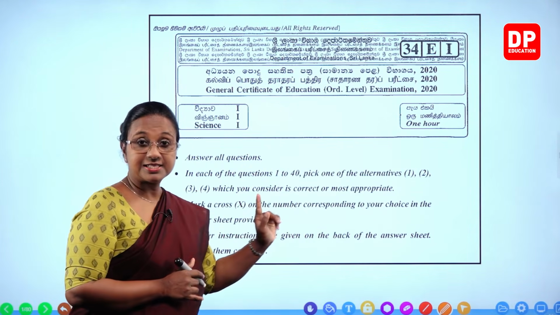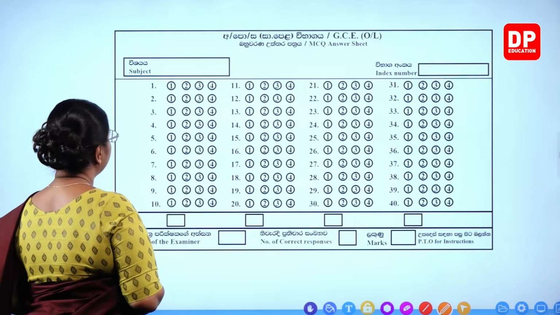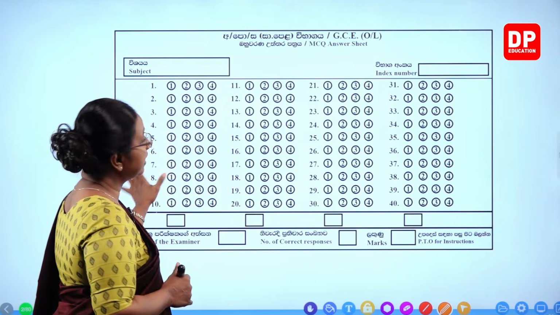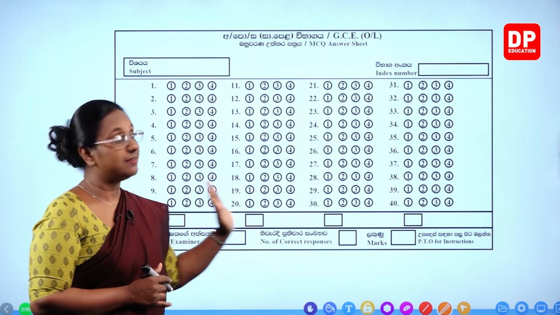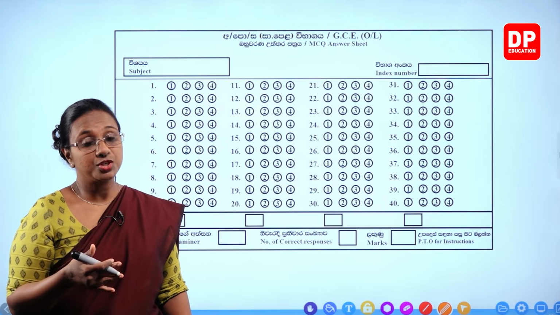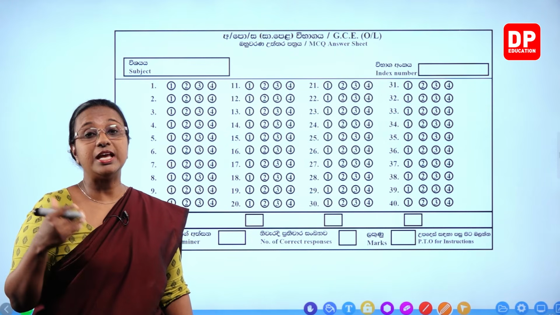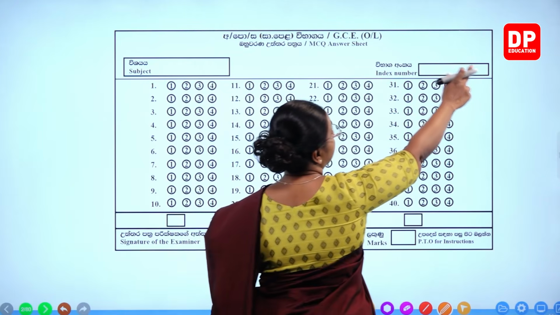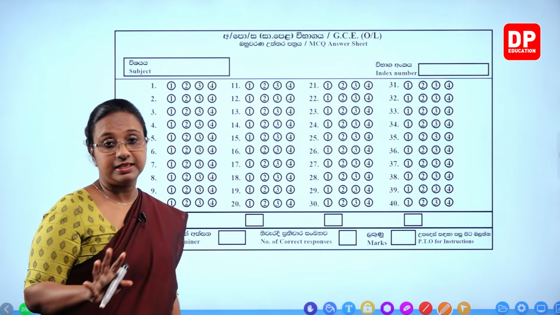So I'll go to the next slide where I have an answer sheet for you all. Now here you can see, students, this is a format of the answer sheet that is given to you all. Here also they have said GCE O-level MCQ answer sheet. Here you have to write the subject. You have to either say subject science, or sometimes they ask you to write the subject number also, then you have to write it as 34 as well. Then you have to write the index number here.